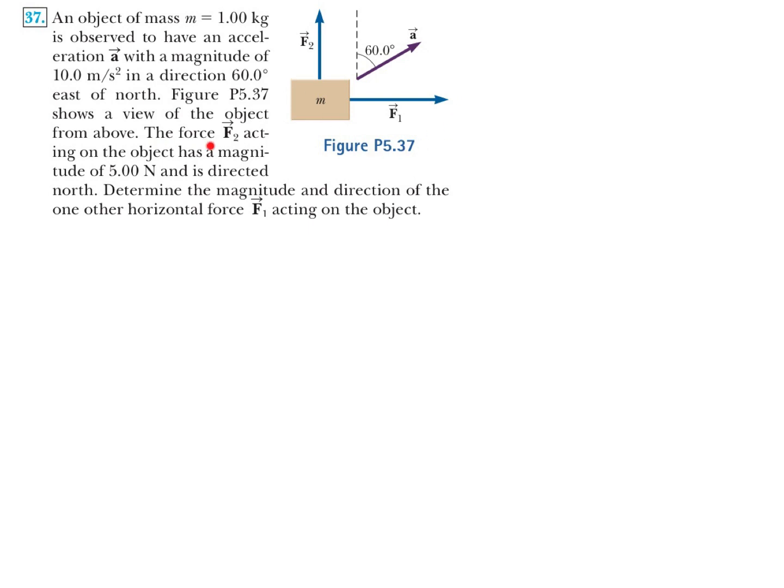When it gives you the figure, the force F2 acting on the object has a magnitude of 5 newtons and is directed north. Determine the magnitude and direction of the other horizontal force acting on the object.